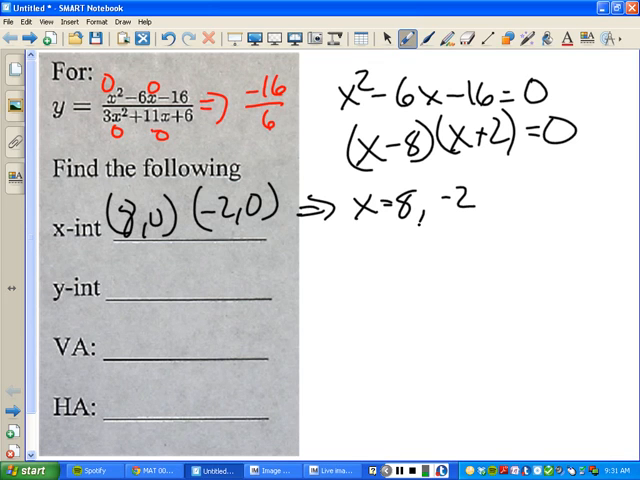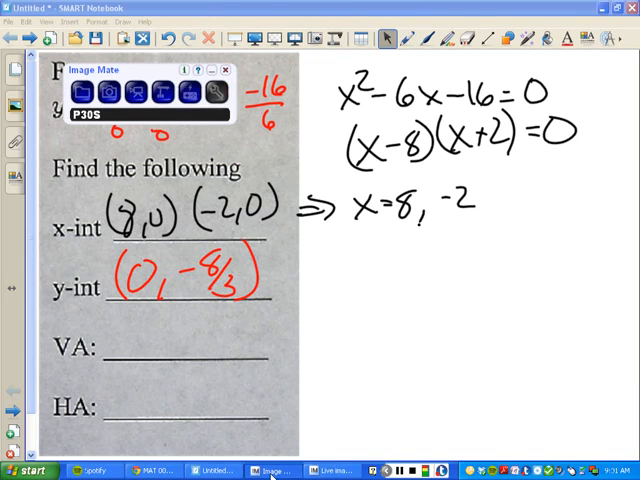-16 over 6. And you can reduce that to -8/3. Okay. Yes, if you put y equals -8/3, that's the same thing. Okay.